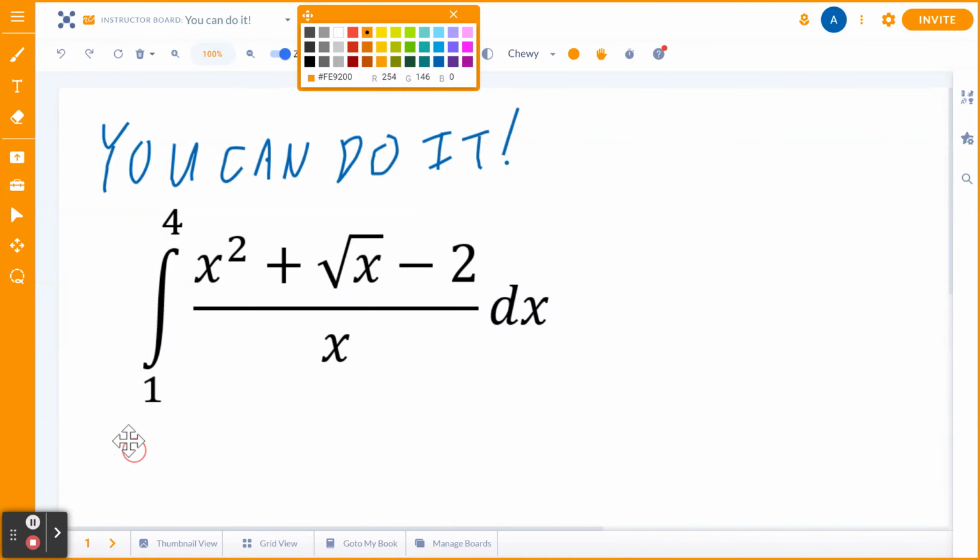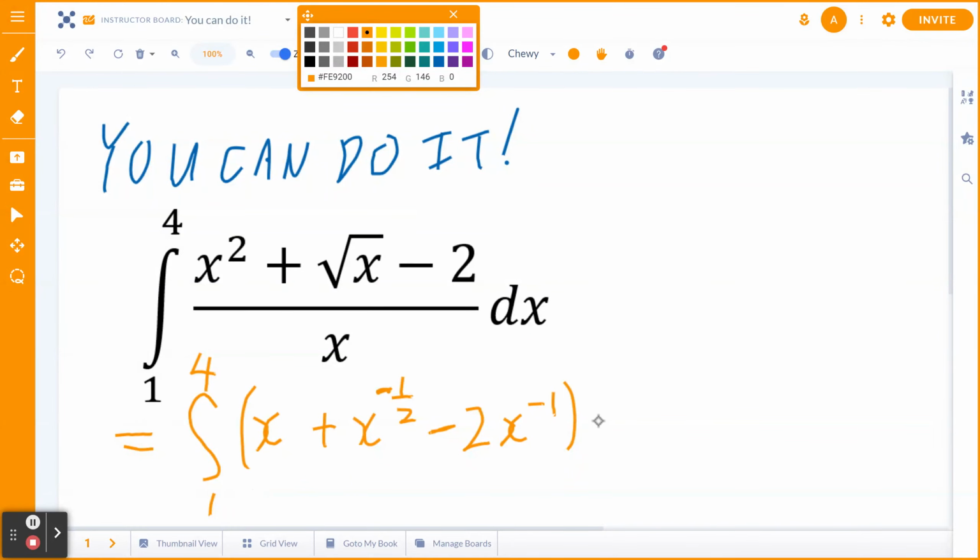Step number 1. What you're thinking about is breaking it apart into 3 smaller fractions. So when you think about the antiderivative of x squared divided by x, that's going to be x. When you think about the square root of x divided by x, that's going to be 1 divided by the square root of x, or in exponent form, x to the power of negative half. And of course, this last fraction, negative 2 divided by x, is really negative 2 times x to the power of negative 1. Again, you're finding the antiderivative with respect to x.